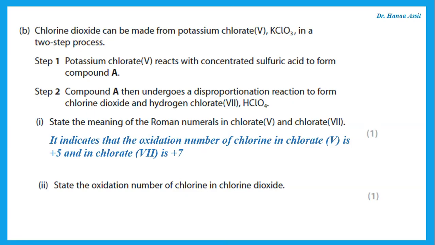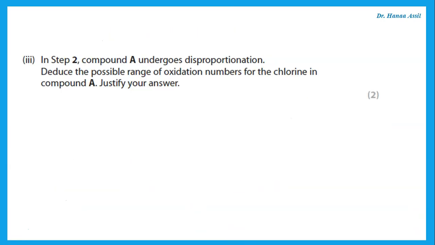State the oxidation number of chlorine in chlorine dioxide. This was chlorine dioxide, and you should know that if we're trying to calculate oxidation number, each oxygen is -2. That means I have a total of -4, and that means the chlorine has to be +4 to have an overall charge of 0, since the ClO2 does not have a positive or a negative on it.